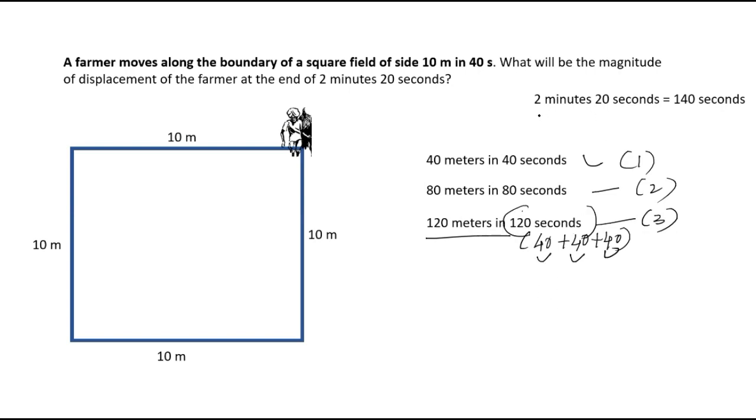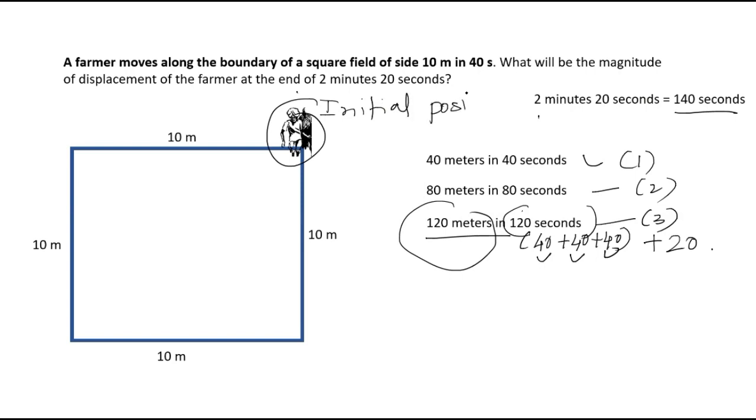Now what is asked? We want to know not in 120 seconds, but in 140 seconds. So 20 seconds again he has to cover. But at the end of 120 seconds, where is his position? Again back here. First round he started from here, it's the initial position, and then he has come back here. Second round he goes again for another 40 meters, he comes back here. Third round again he goes for another 40 meters, he comes back here. So 120 meters over and 120 seconds over.